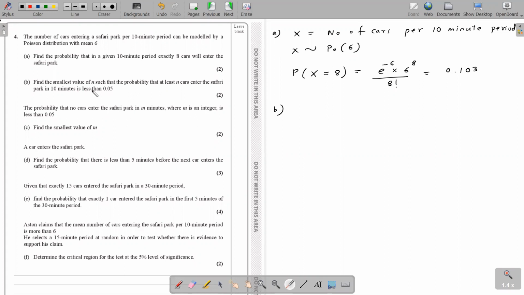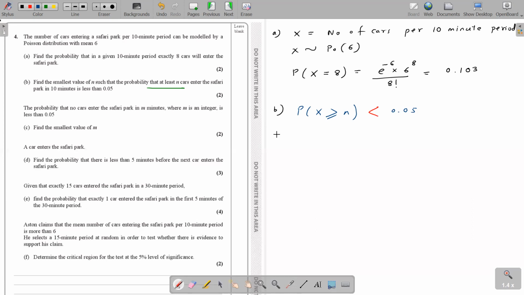So they say find the smallest value of n such that the probability that at least n cars enter the safari park. What do you mean by at least? At least n means greater than or equal. So you must know the meaning. So probability x is greater than or equal to n is less than 0.05. Just read the question and write the statement. You are supposed to find the value of n. Okay, how do we find the n value?